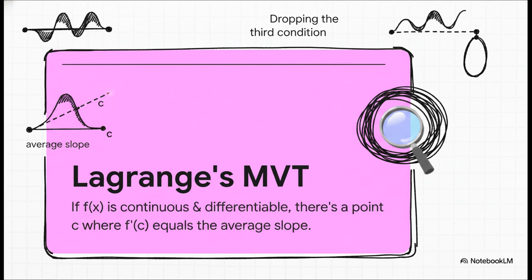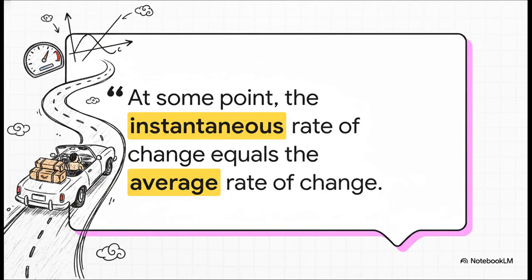It's not just about a flat tangent anymore. Now it says the tangent at some point c has a slope equal to the average slope over the whole interval. And boom, we are right back to our road trip. This is the math that proves our hunch was right. The MVT is the guarantee.